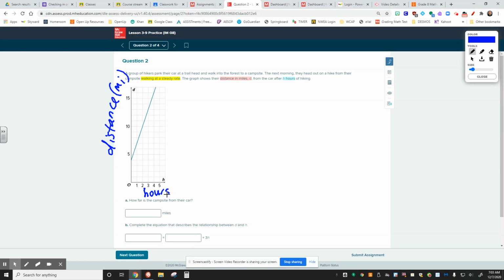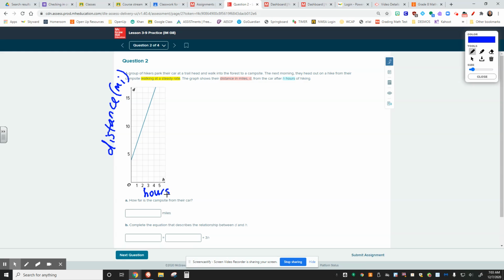So how far is the campsite from their car? We have to talk about this piece. They head out on a hike from their campsite and walk at a steady rate. The graph shows their distance in miles from the car after 8 hours of hiking. So we see that those campers actually have to get to a certain distance before they get to their campsite. We need to think about where their value actually begins. And then complete the equation.